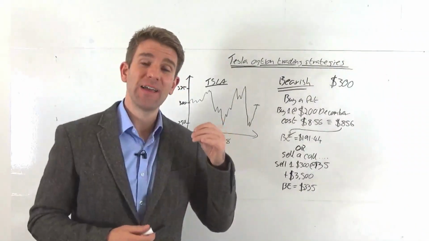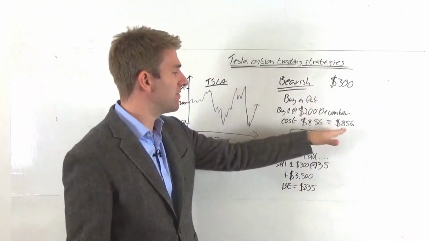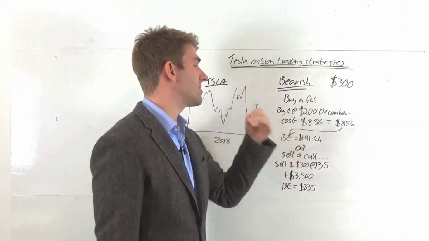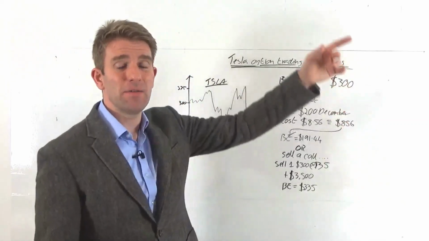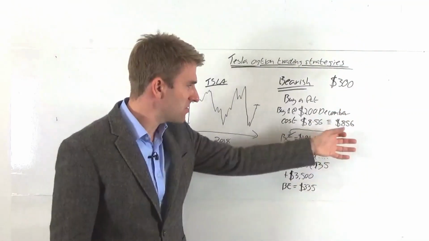Maybe you would be praying if you were naked short on Tesla and it started ripping. But anyway, the cost you've paid for the option is $856. That's the most you can lose, because obviously you've got the right to sell something at 200. Maybe if it's 1,000, it doesn't matter, it's just worthless. So that's the plus side of that. But the downside is it's quite expensive.